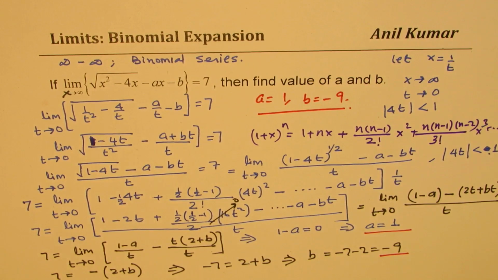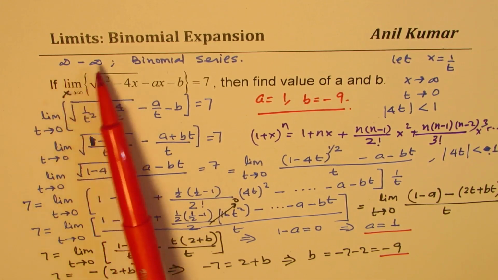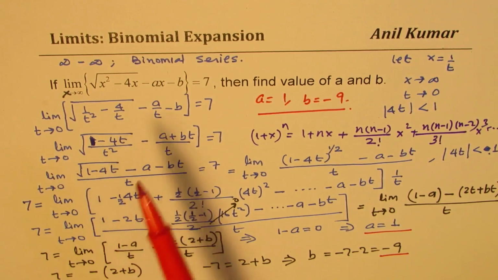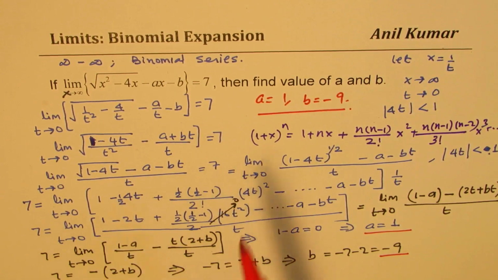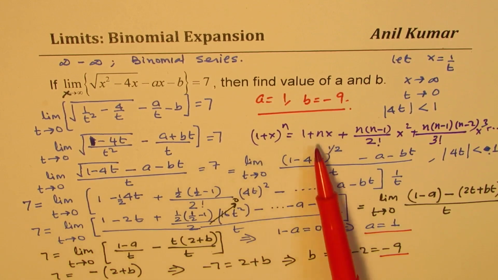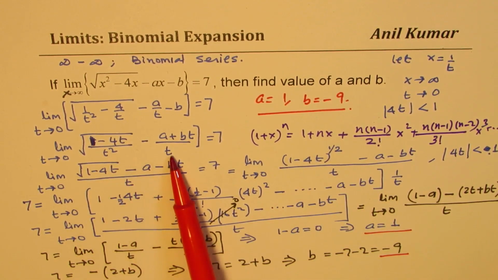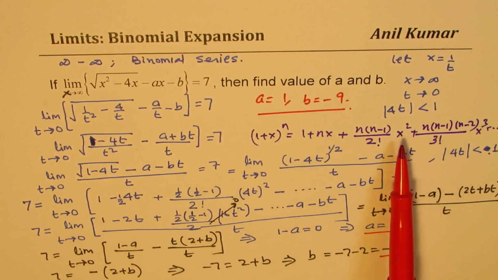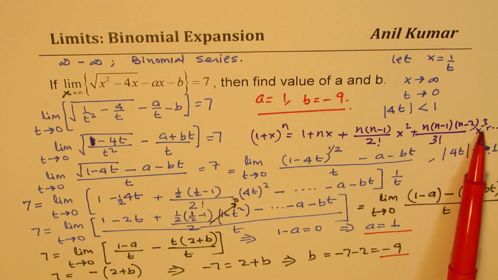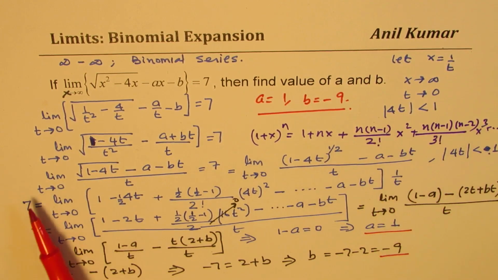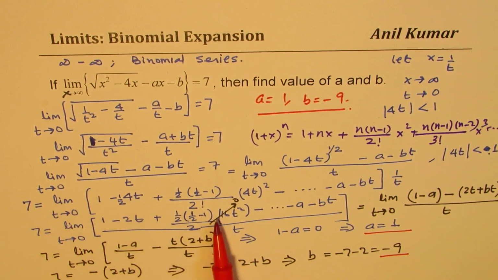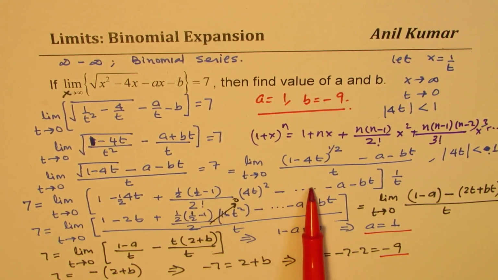Perfect. So that is how you're going to solve this particular question. Now let's get back to some intricacies involved here. These questions, which are of the form infinity minus infinity, could be solved using the binomial series. Since we are dividing by t, all the terms with t square and higher powers will be neglected since t approaches 0. That's why we didn't really work on these, and the later terms we omitted since they will be 0.